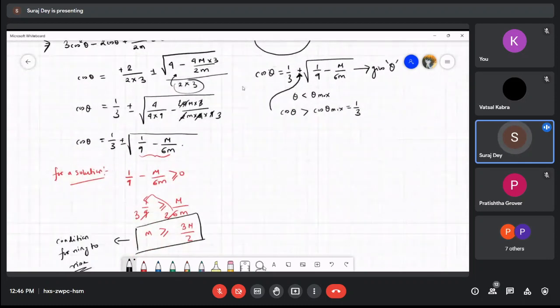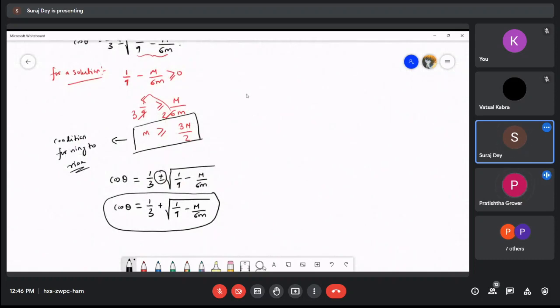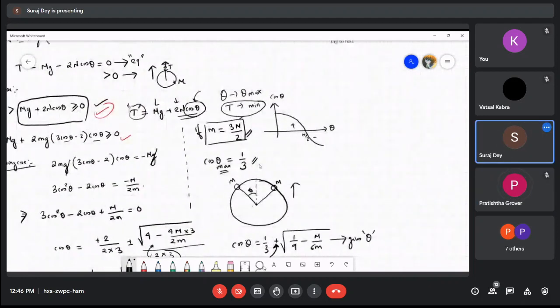So let me know if this part was a bit confusing. Was this part clear? Can you please explain the second reason that you just explained for taking plus sign? Okay, sure.